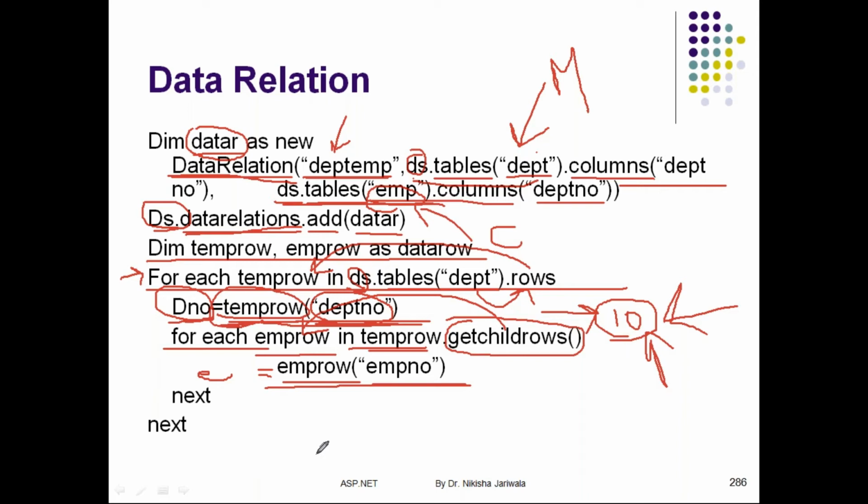So you need to remember the significance of the GetChildRows method, because within this relationship, if we want to retrieve the records according to the relationship, then the most important part is we need to use this GetChildRows method, right? If we do not use this method, then there is no use of this relation, right?